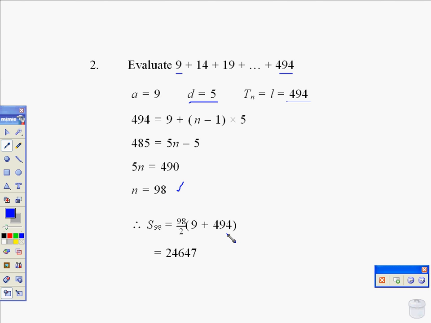We can use that second formula, which is n on 2 outside of (a plus l). We put that in the calculator and we get 24,647. You could check using the first formula as well to see if that actually still works, because you've got a, you've got d, and you've got n is 98.